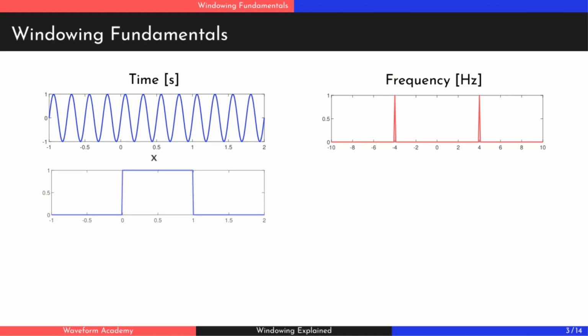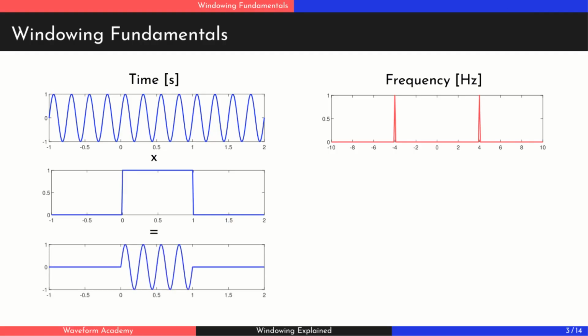To do this, we multiply the signal by a window function. This process is called windowing, and it gives us a finite signal, for example, lasting just from 0 to 1 second. Now let's look at what happens in the frequency domain.